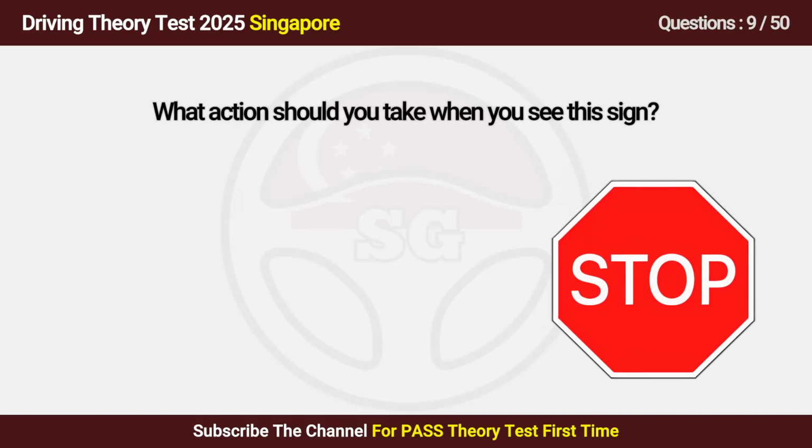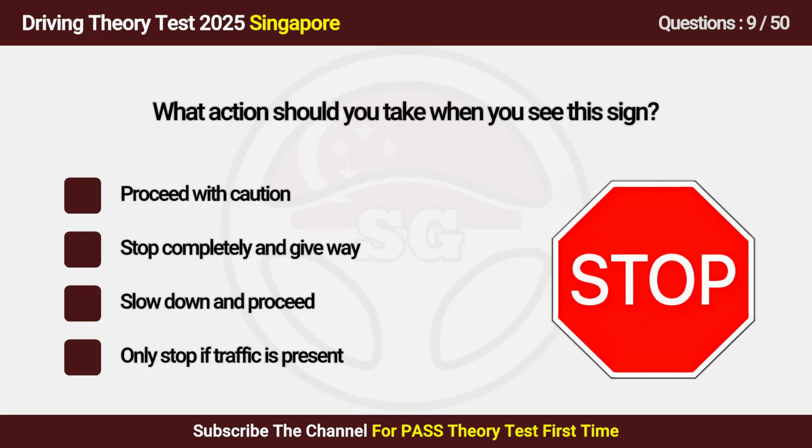Question 9. What action should you take when you see this sign? A. Proceed with caution. B. Stop completely and give way. C. Slow down and proceed. D. Only stop if traffic is present.